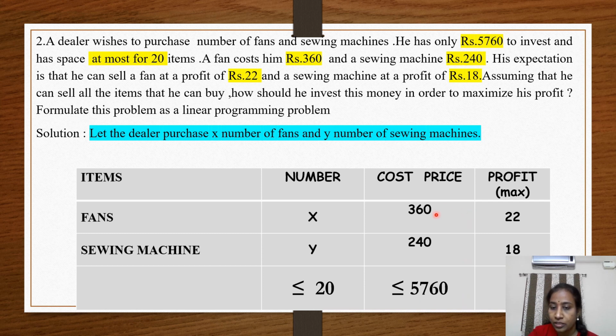Each fan costs 360 rupees, each sewing machine costs 240 rupees. But still, since I have only 5,760, accordingly I have to plan. So I will write less than or equal to 5,760 here. And I have space only to store 20 items, maximum 20 items. So number of fans plus number of sewing machines, that is x plus y, should be less than or equal to 20. So I write this here.